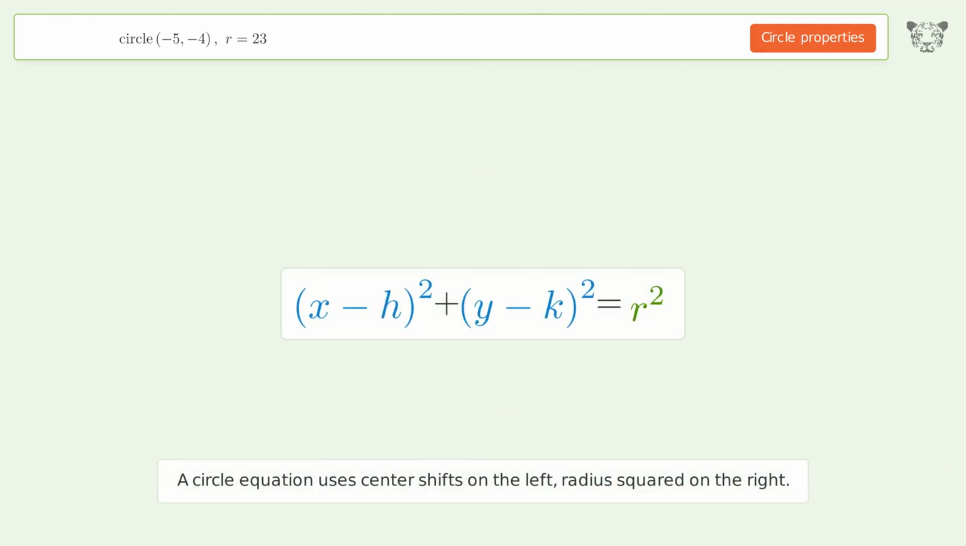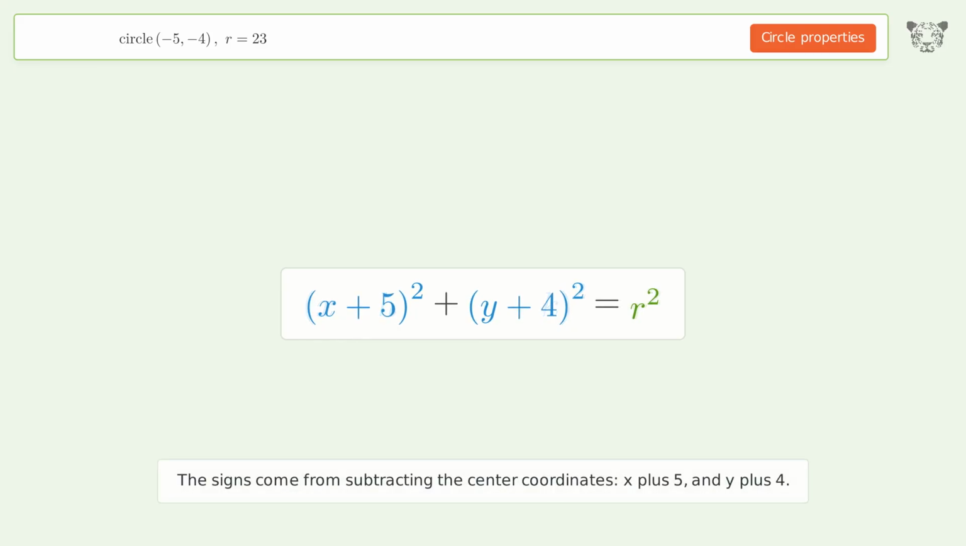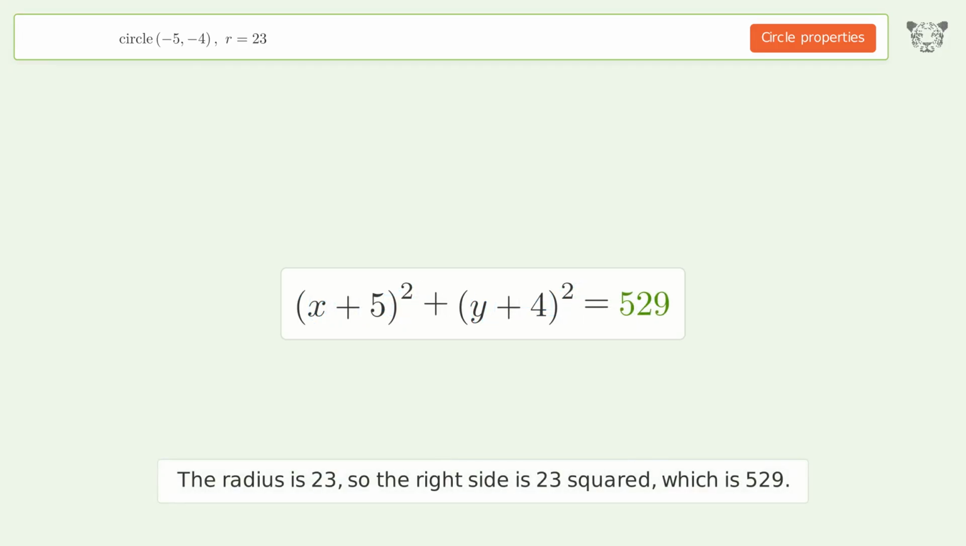A circle equation uses center shifts on the left, radius squared on the right. The signs come from subtracting the center coordinates: x plus 5, and y plus 4. The radius is 23, so the right side is 23 squared, which is 529.